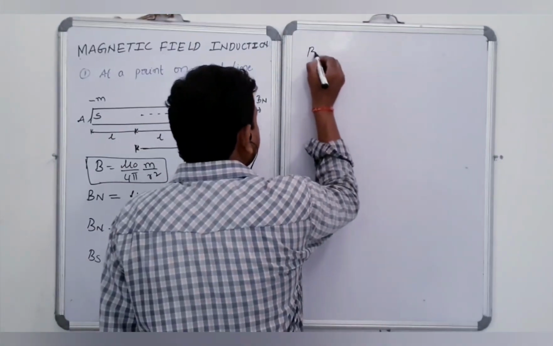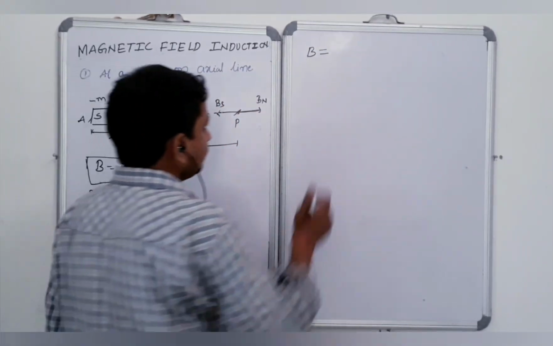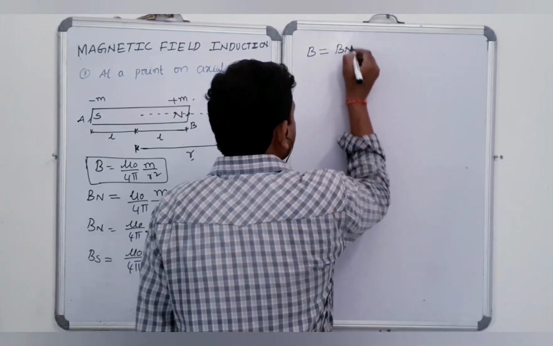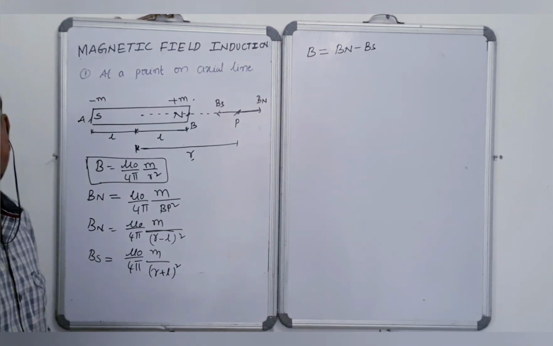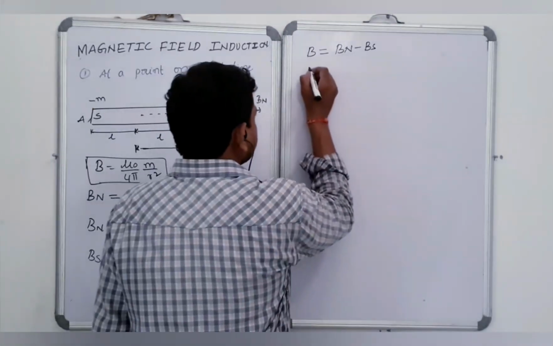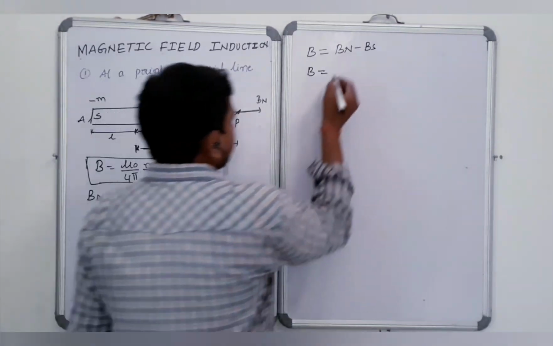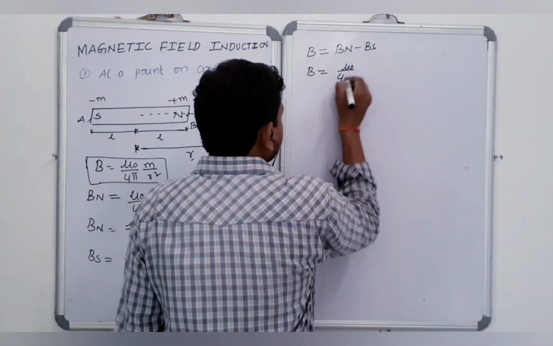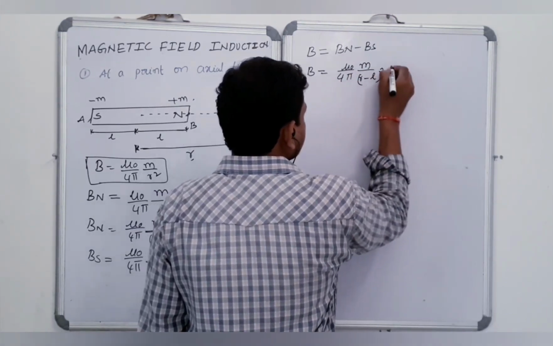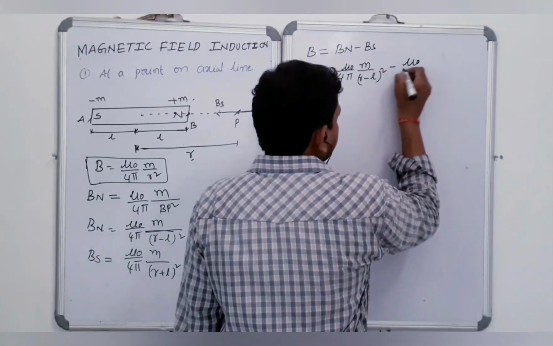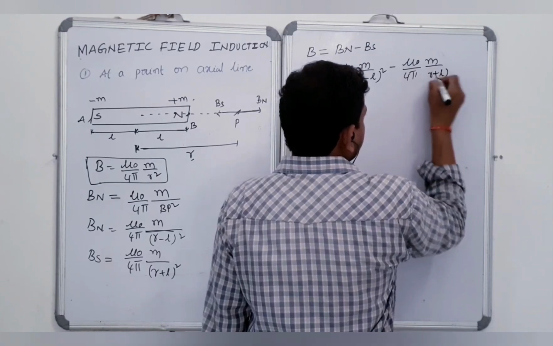And due to the north pole, see, the total magnetic field at point P, which is equal to B, can be B is equal to Bn minus Bs, the resultant magnetic field. Now let us substitute the values of Bn and Bs. What is the value of Bn? Bn is equal to mu naught by 4 pi m by r minus L whole square, minus the Bs value, mu naught by 4 pi into m by r plus L whole square.